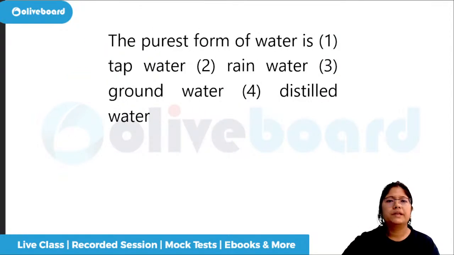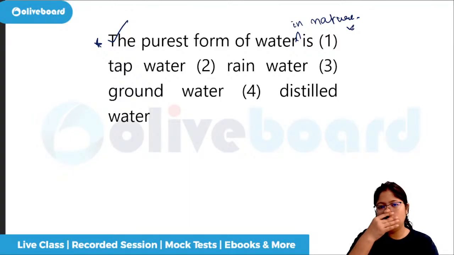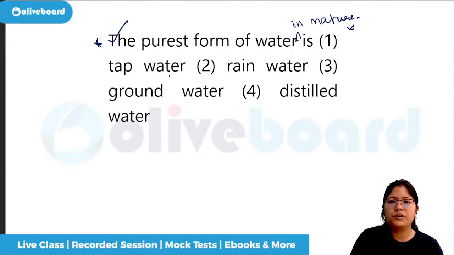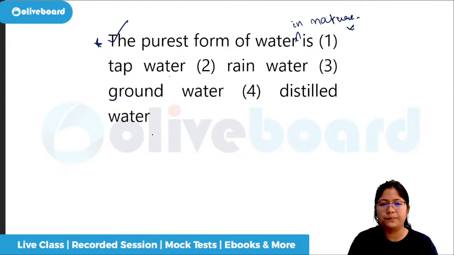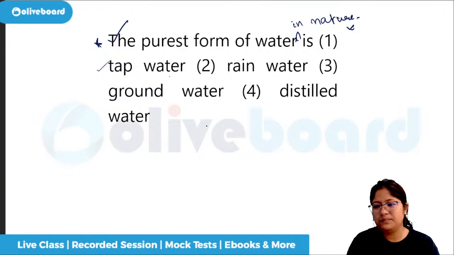All right. Next question. The purest form of water is. Now, technically the purest form of water is, but the answer to this question, they mean to say the purest form of water in nature or naturally. Yeah, that is actually this question. And what is the answer? Tap water, rainwater, groundwater, or distilled water. Tap water, we know that there are many impurities which can be there.